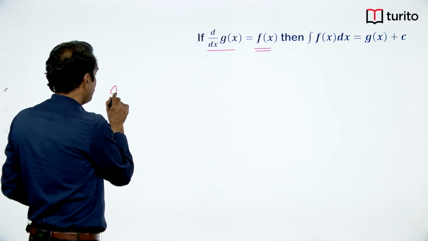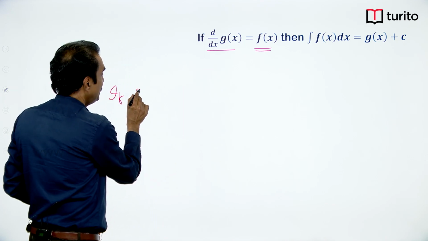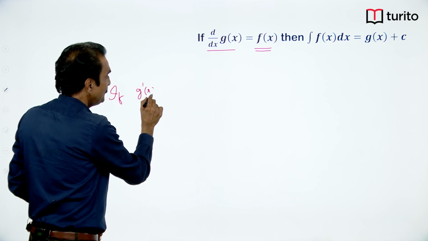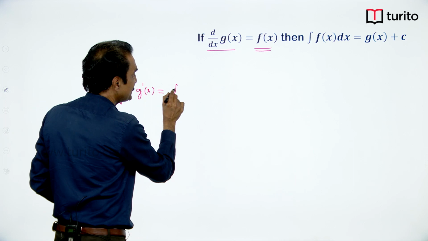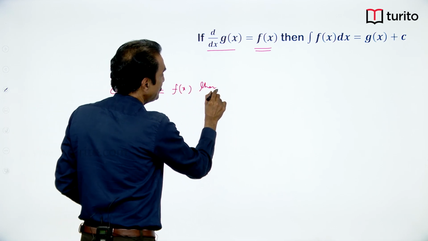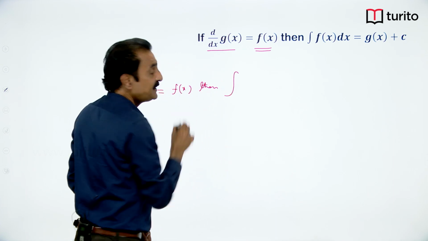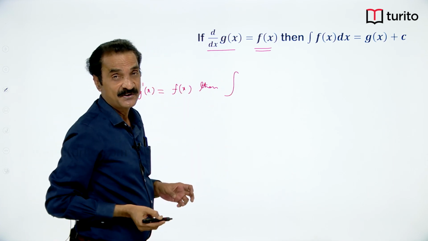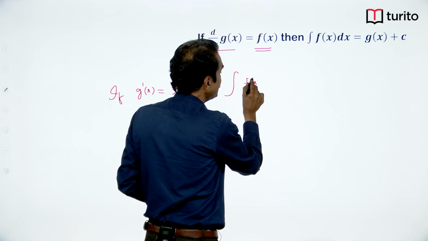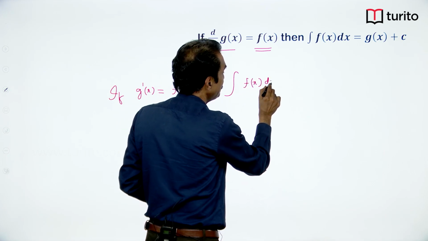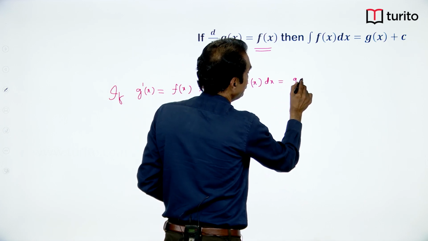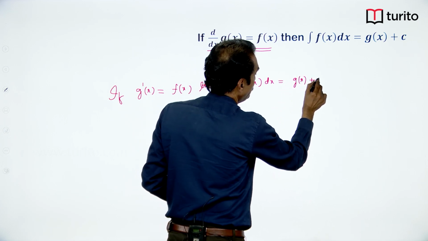If d by dx of g of x is g dash x, and g dash x is equal to f of x, then we write integral, this is the symbol for integration, integral f of x dx is equal to g of x plus c.